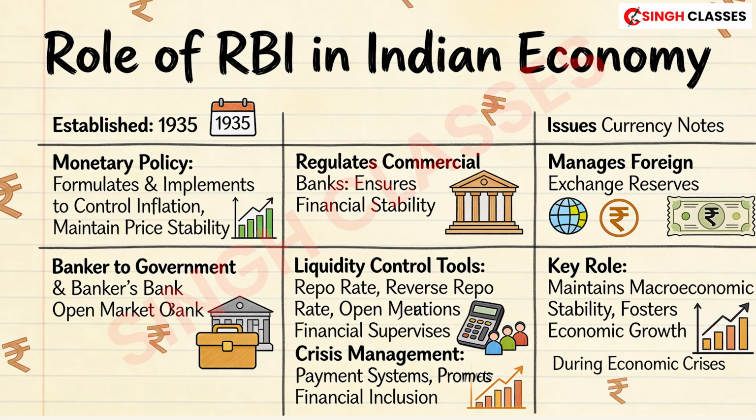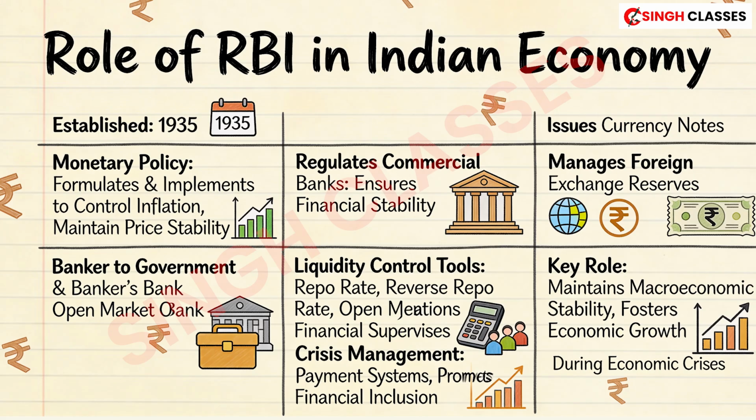6. Role of RBI. The Reserve Bank of India is the central bank responsible for regulating the monetary and financial system of the country. Established in 1935, RBI formulates and implements monetary policy to control inflation and maintain price stability. It regulates commercial banks and ensures financial stability. RBI issues currency notes and manages foreign exchange reserves. It acts as banker to the government and banker's bank.